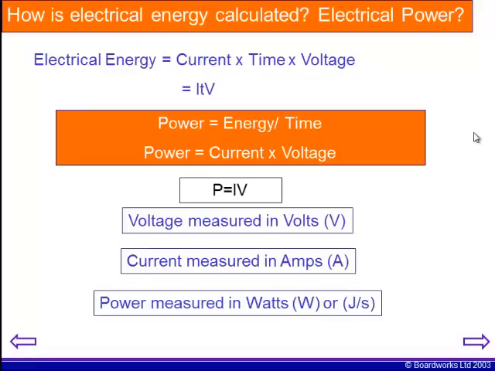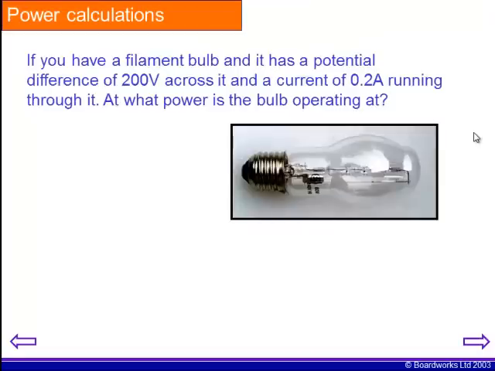So using that simple formula, here's a question for you. If you have a filament bulb and it has a potential difference of 200 volts across it and a current of 0.2 amps running through it, at what power is that bulb operating? Stop for a moment to do the calculation. And now the answer to that is 40 watts. So this would be a 40 watt light bulb.